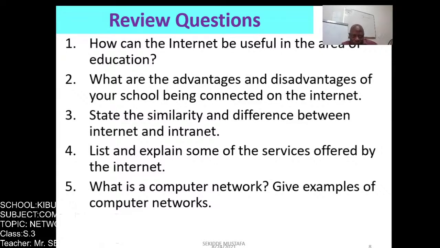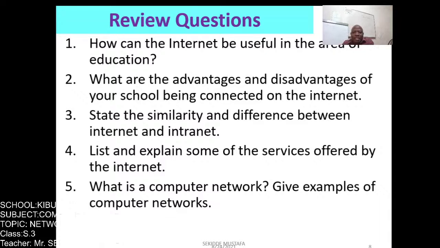Answer those questions. How can the internet be useful in the area of education? Those questions come, and when they come, they specify the application area. Now it's education. Another question can come in where the application area is health. Another one, the application area is transport. Another one may be weather. Another one can be the military or security.